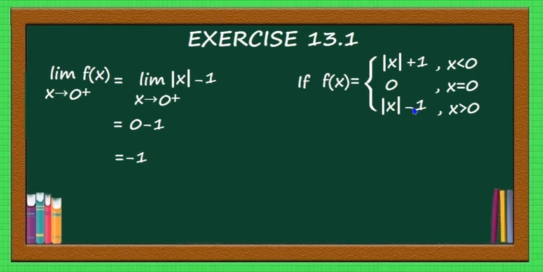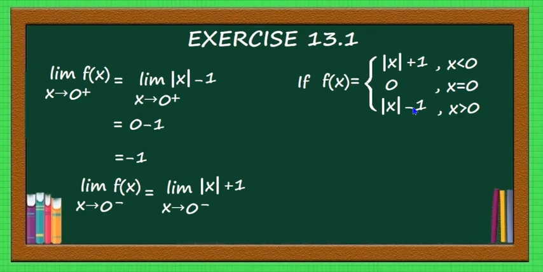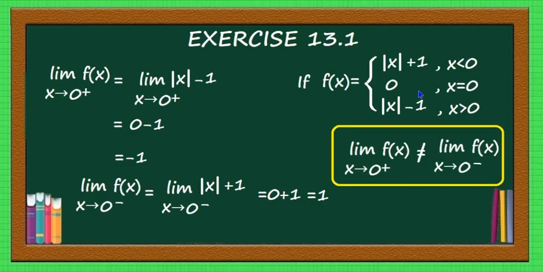Similarly, let us find the limit as x tends to 0 minus of f of x. That is equal to the limit as x tends to 0 minus of mod x plus 1, because what is f of x when x is less than 0? It is mod x plus 1. And what is mod x when x tends to 0? It is 0, plus 1, which is equal to 1. Here you can observe that the limit as x tends to 0 plus of f of x is not equal to the limit as x tends to 0 minus of f of x. Therefore, the limit does not exist at x equal to 0.